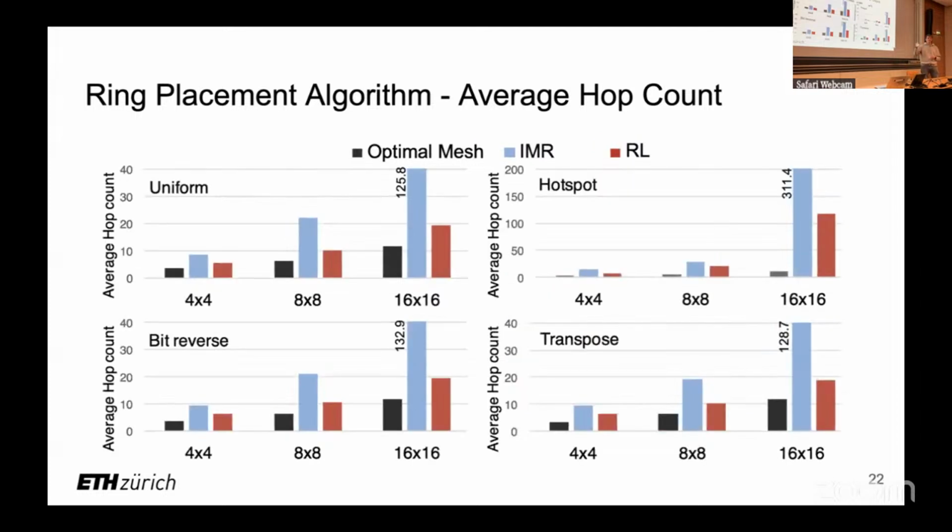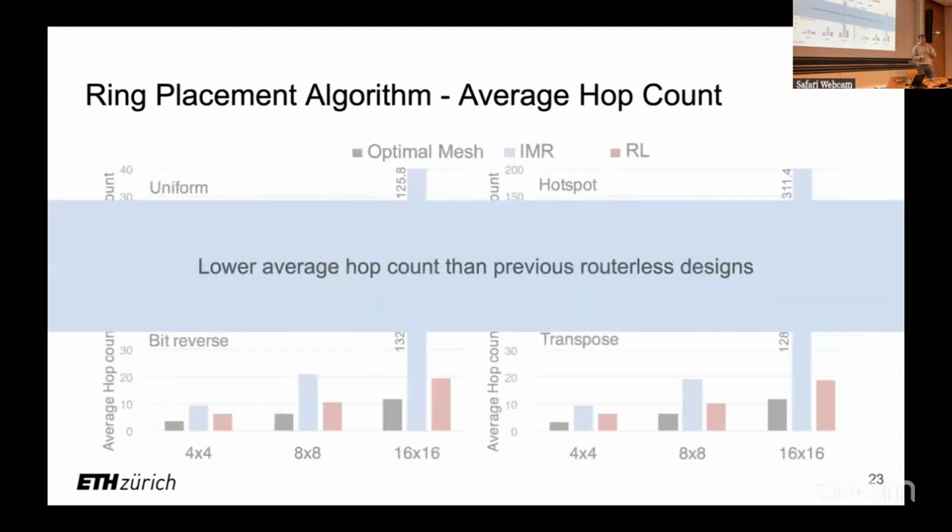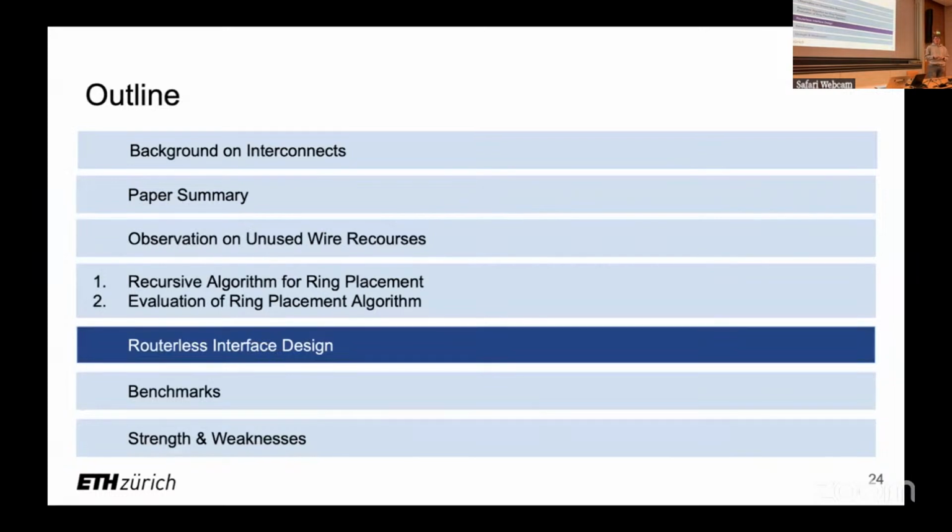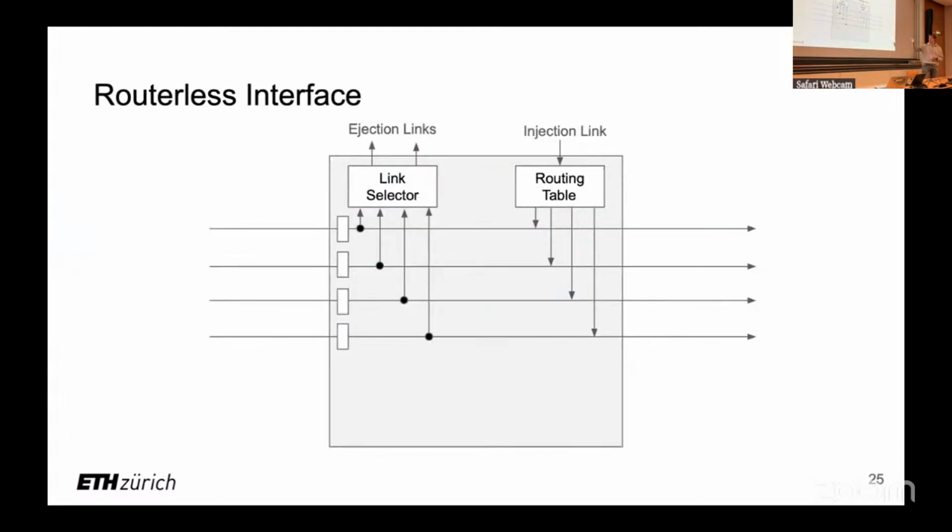And this is not only for the uniform distribution of traffic, this also holds for other kinds of traffic patterns. And what we'll see though is that the hop count is lower, hence latency is lower. All right, now we've placed the loops, but we still have to manage the traffic somehow. And so we'll look at how we design one network interface, so basically one core that interacts with the loops.